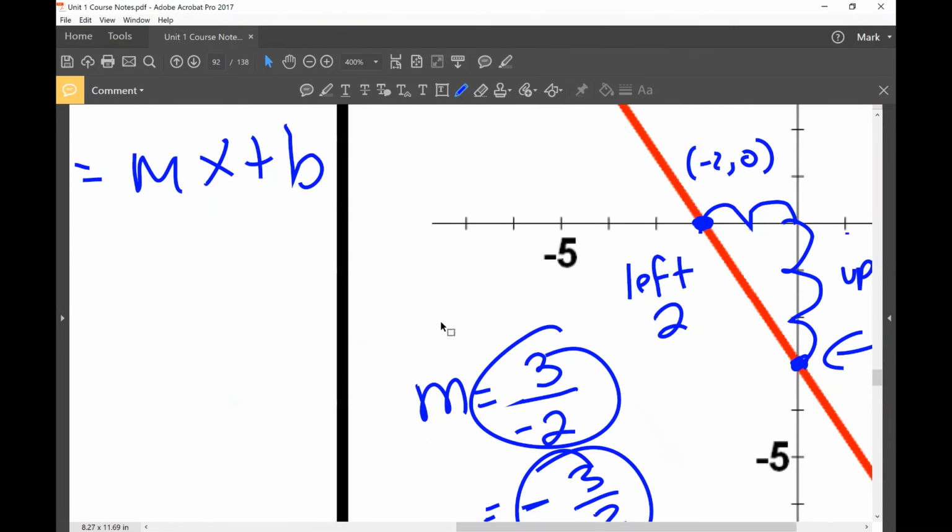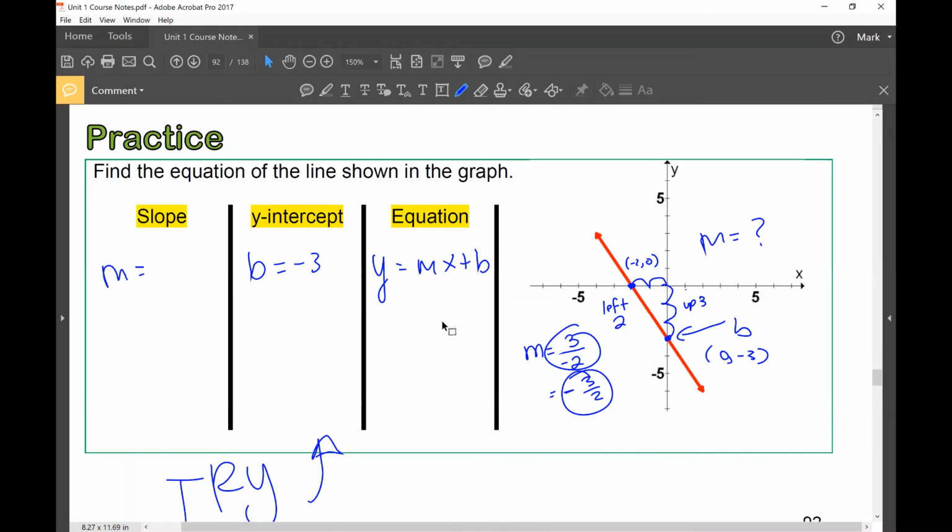All right, we're done. That's it. So my slope is -3 over 2. So my formula is y equals -3 over 2 x minus 3. That's it. Done.